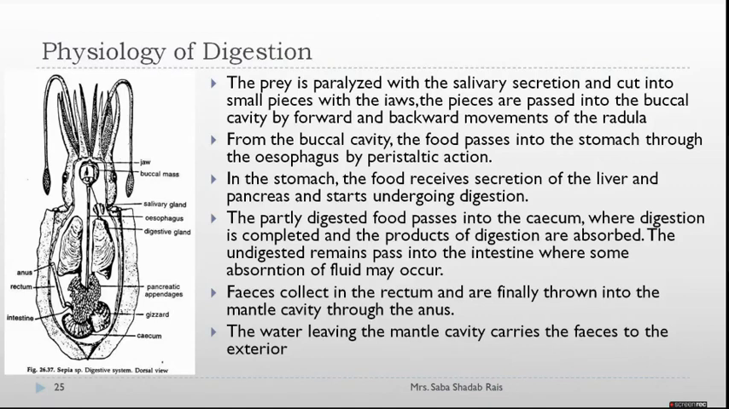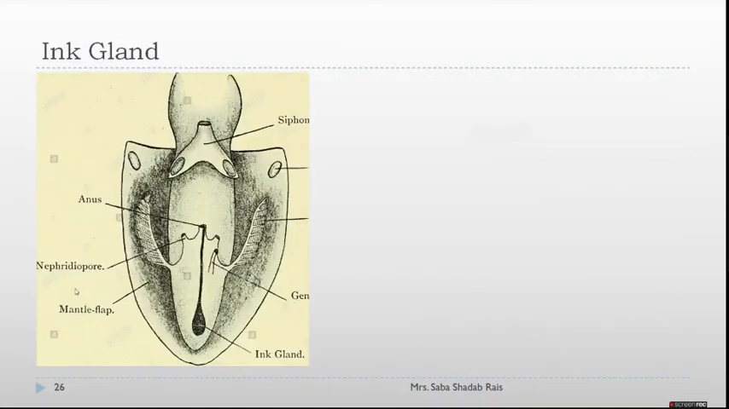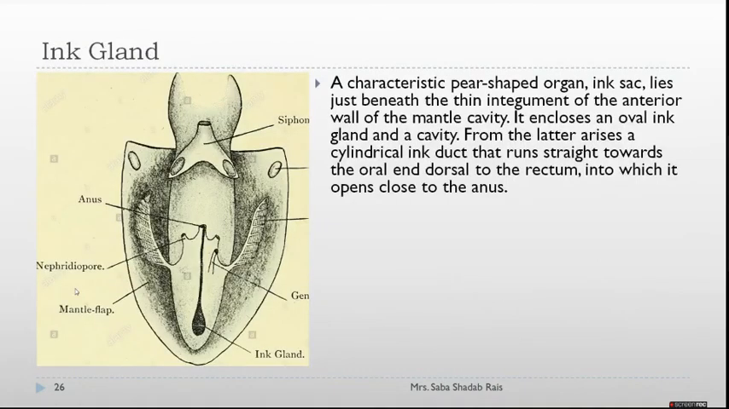Let us discuss the ink gland, which does not have a role in digestion. Now you can see that the ink gland looks like a pear. I have removed all the organs from it. It is just present in the thin investment of the anterior wall of the mantle cavity. You will have seen that it is present immediately after the mantle cavity wall.